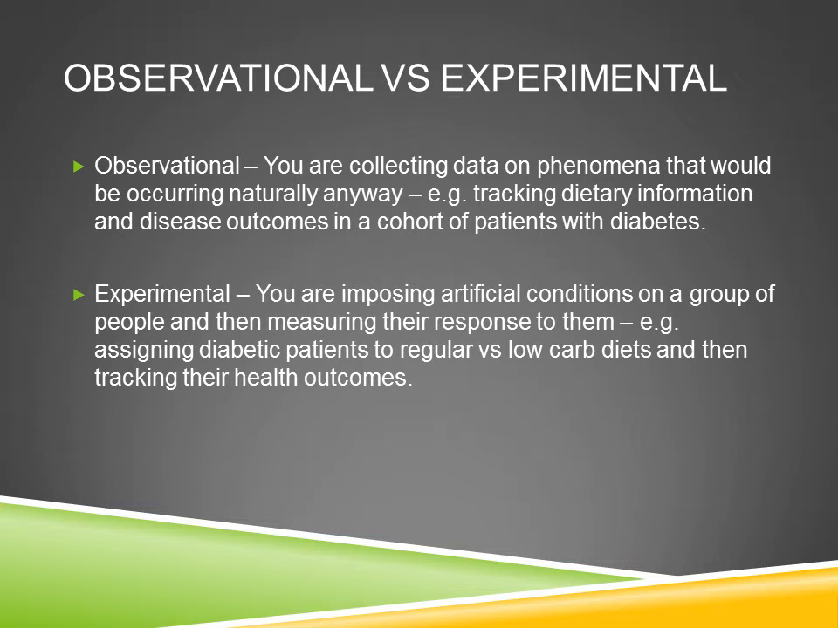So a quick note on observational versus experimental studies. With observational studies, you're basically collecting data on phenomena that would be occurring naturally anyway. For example, if you tracked dietary information and disease outcomes in a bunch of people with diabetes, but you didn't actually do anything to them or ask them to behave in a different way. In an experimental trial, you're actually imposing artificial conditions on a group of people, so asking them to do things that they would not normally do, and then measuring their response to those things.